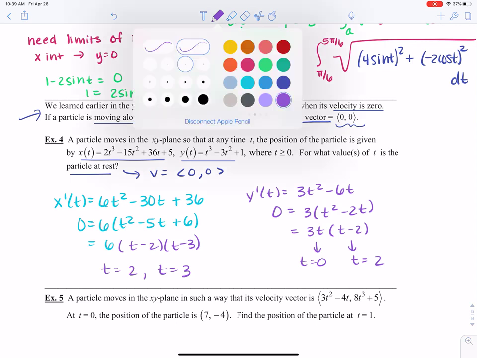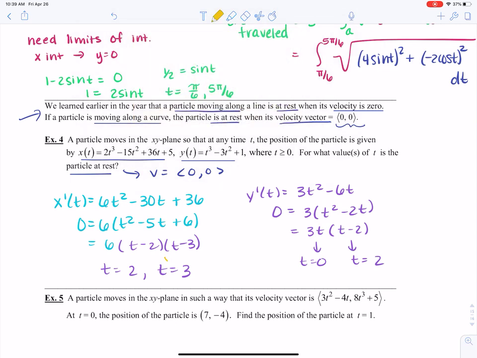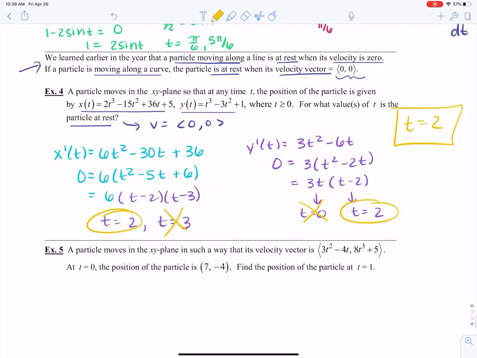Now this is super, super important. I don't care about this guy, and I don't care about this guy, because only one of the components is 0. In order for this particle to be at rest, both the x and the y have to share a value. So that means at t equals 2, both x and y are at rest, and that means t equals 2 produces the velocity vector of 0, 0. So you have to share that point.